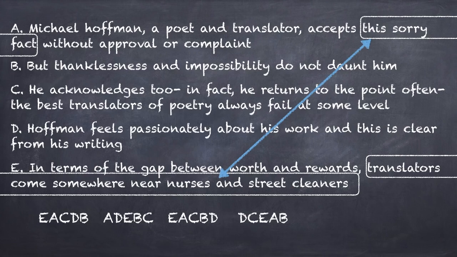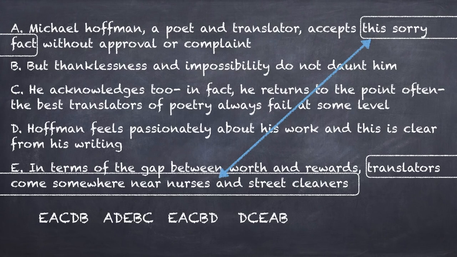Hoffman feels something else. So I didn't even need to read all of it. I just needed to find which sentence might contain that kind of fact and then go for that sentence directly, right? So this sorry fact, the fact is there. Translators come somewhere near nurses and street cleaners. So Michael Hoffman is someone who accepts this sorry fact.